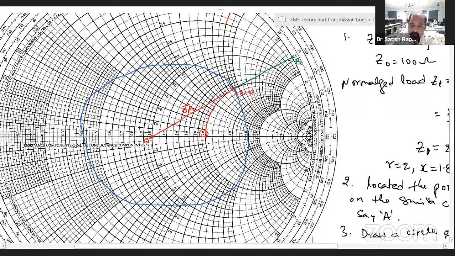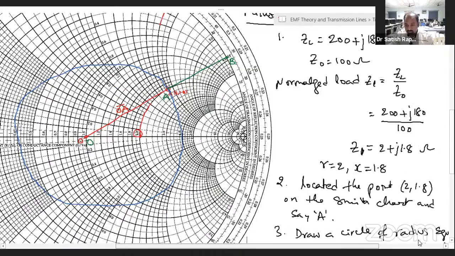This is A, and this is O. So the line OA is extended to the inner circle of the periphery. So this is the third point.